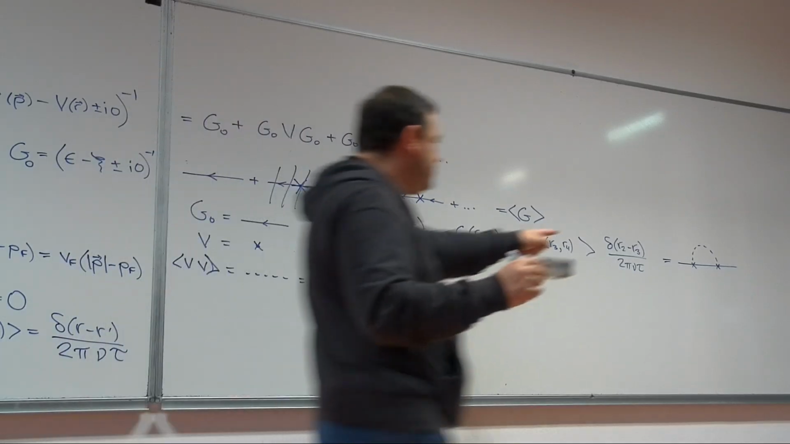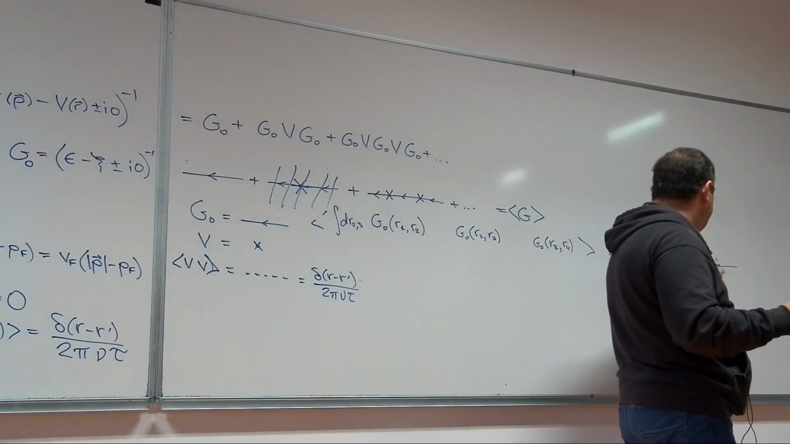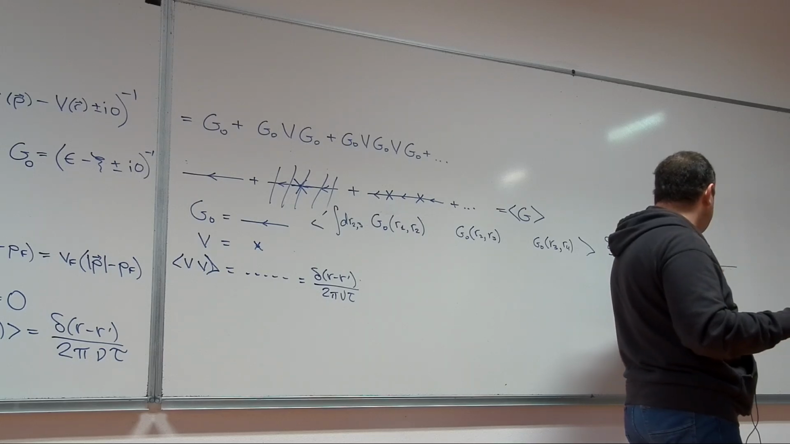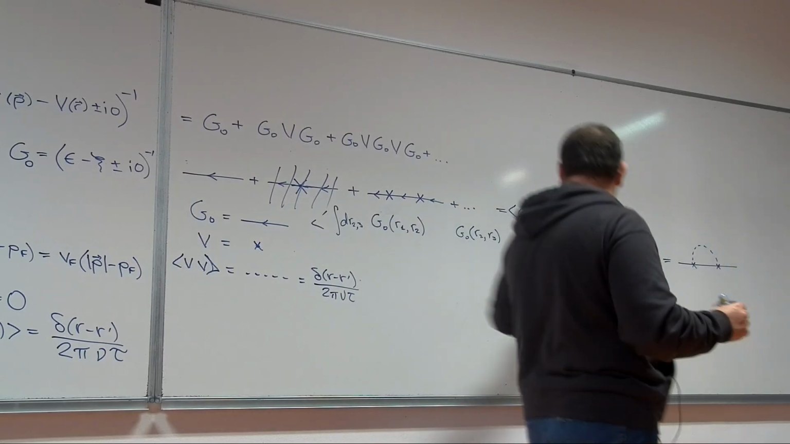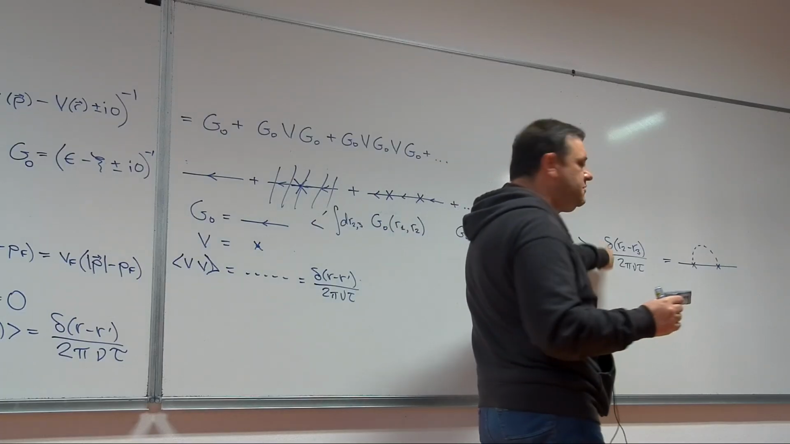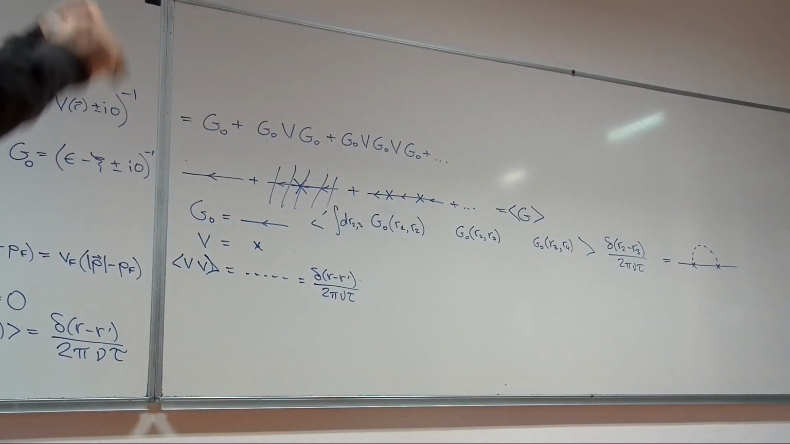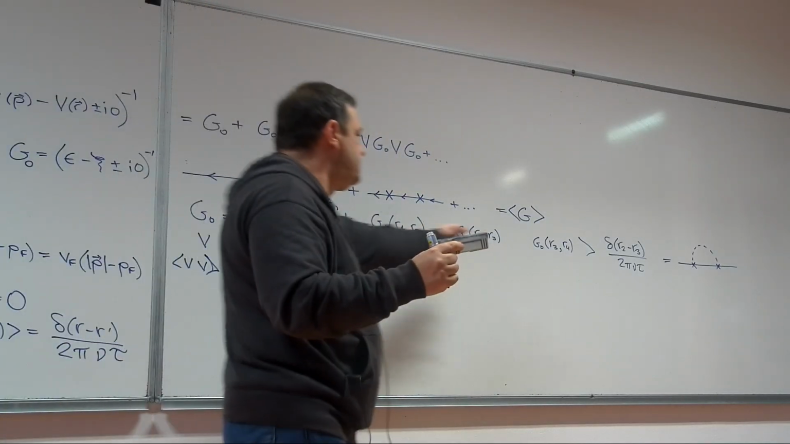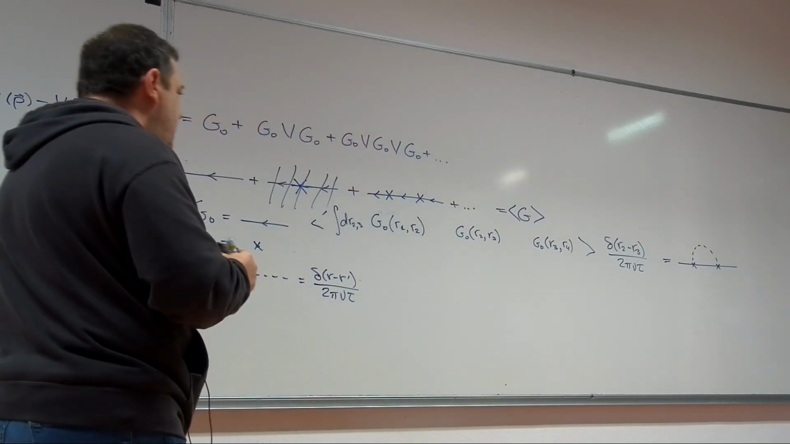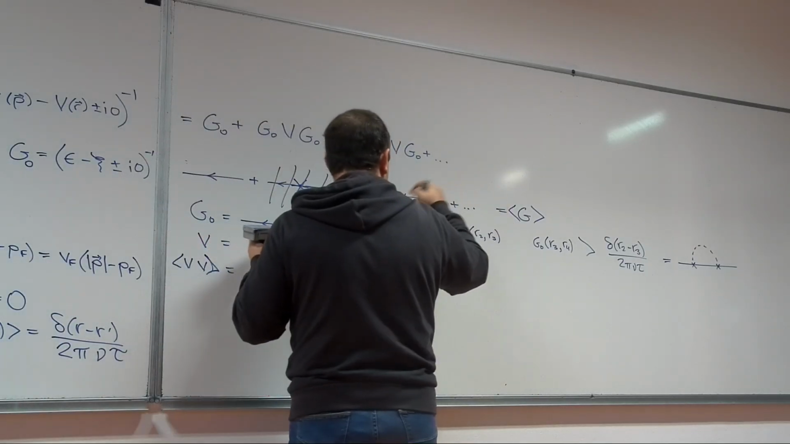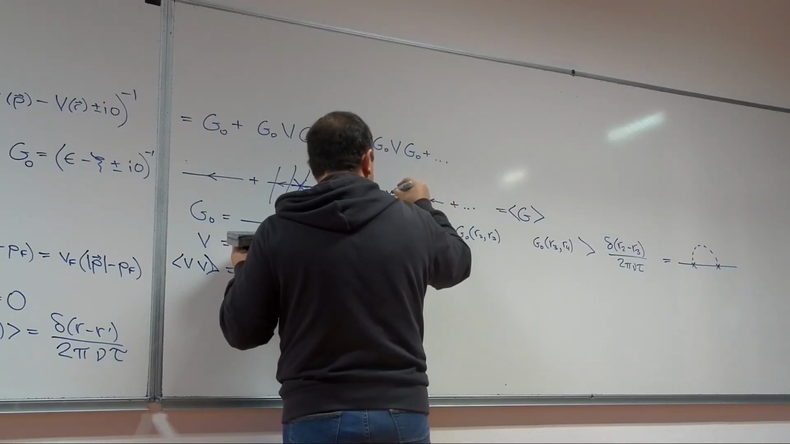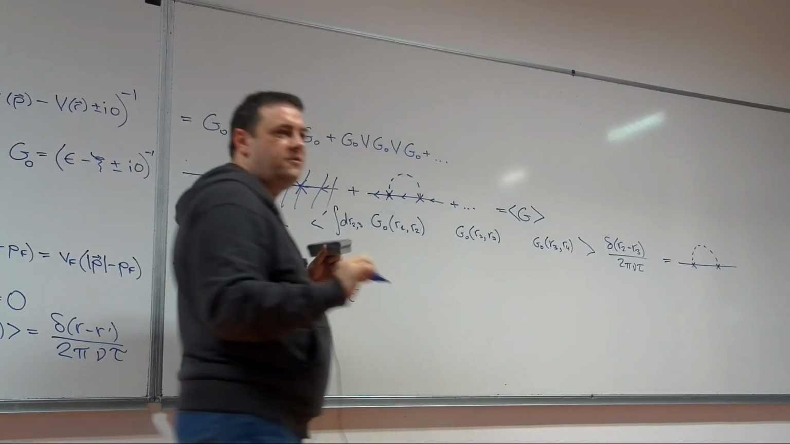So in this diagram, what I have is three green functions and one dashed line. It's just the illustration of this integral. So when you average the green function, what happens? You take these two crosses and you just connect them with the dashed line.